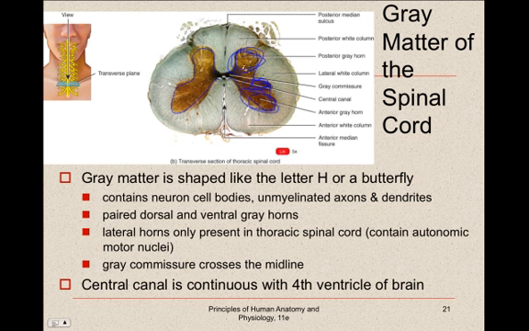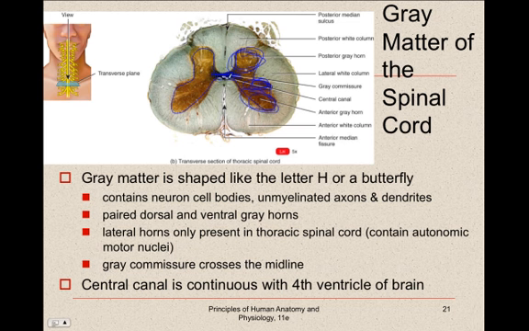Whichever one you're most comfortable with. But posterior or dorsal gray horn is back here, lateral horn here, and anterior or ventral, if you like that, gray horn is here. Then remember that the gray commissures are going to be these neurons here that are going to be crossing the left and the right hemisphere. So this is the gray commissure.